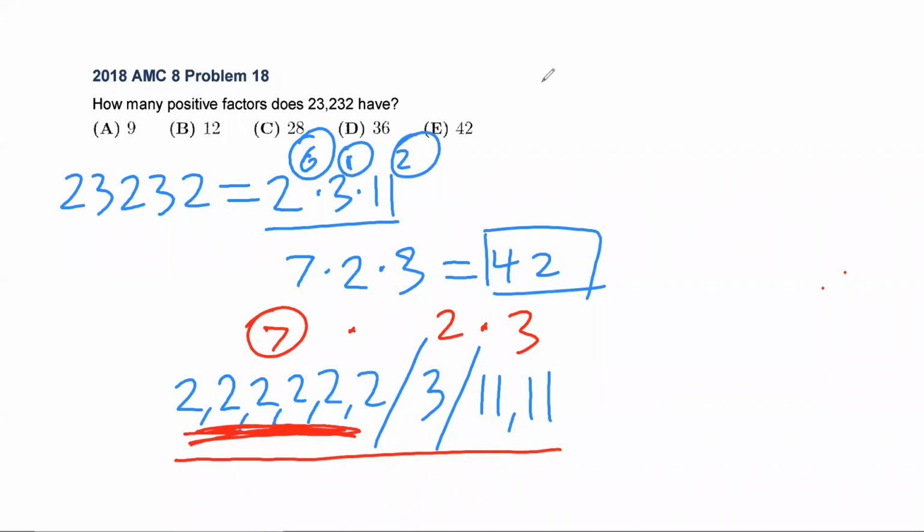Yes, it does have to do with 1 being a factor, because for example, in the first case, if you choose 0 2's, then you would be left with 2 to the 0, and 2 to the 0 is just 1. And similarly, if you chose, for example, 0 3's and 0 11's, you would get 1 option here, 1 option here. So you would get 1. And 1 is obviously a positive factor. Okay, so let's move on to the next question.